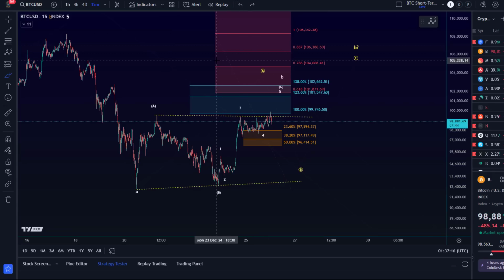The structure of the next pullback will really be key. It will be very important and will probably tell us how Bitcoin is going to develop over the coming weeks. Either in a larger B wave as per the yellow scenario, or we already topped in the white B wave, and then it will take us probably first into the mid to high 80K region to complete the larger correction.